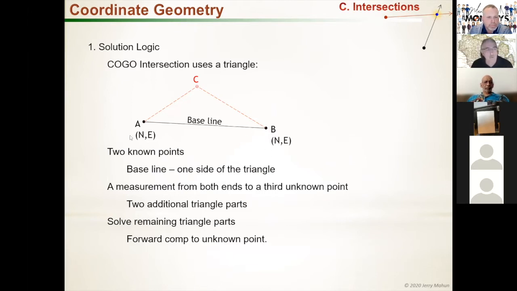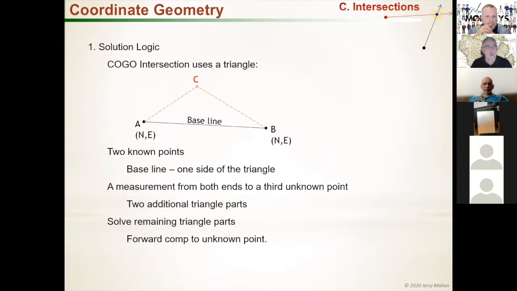Once we have the coordinates of these 2 points, A and B, that becomes our baseline. We can inverse calculate between those 2 and determine the length of that baseline as well as its direction. If we compute the length of that baseline, that gives us the side of a triangle that we need. We always need to have at least one side of a triangle when we're solving a COGO intersection.